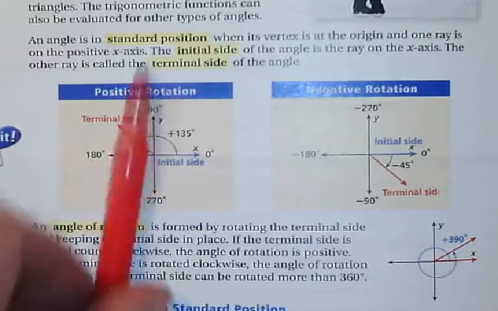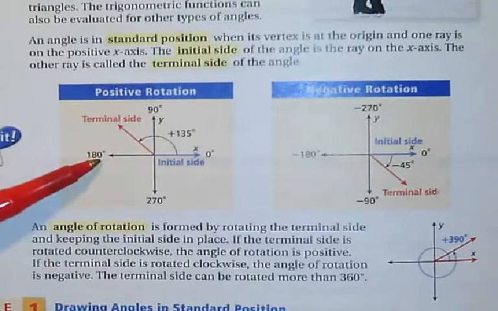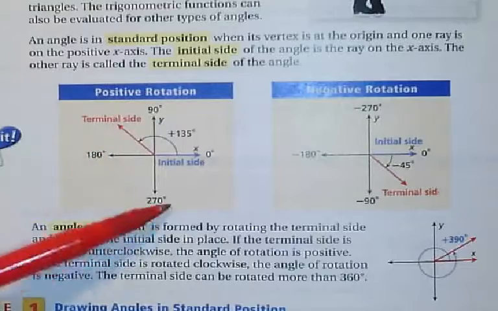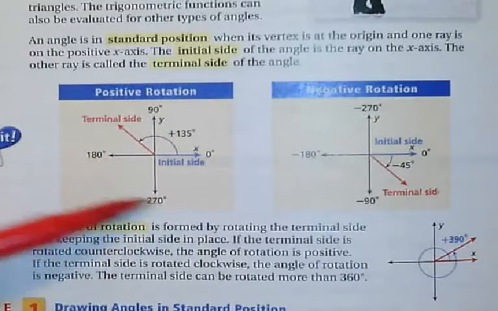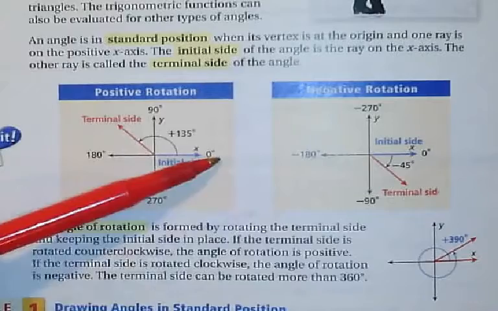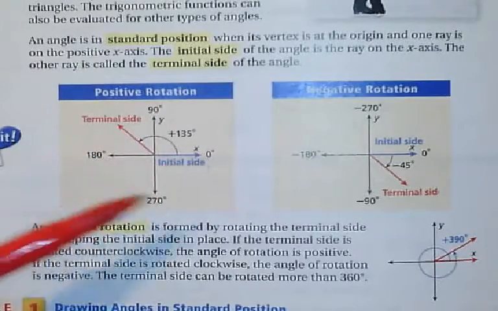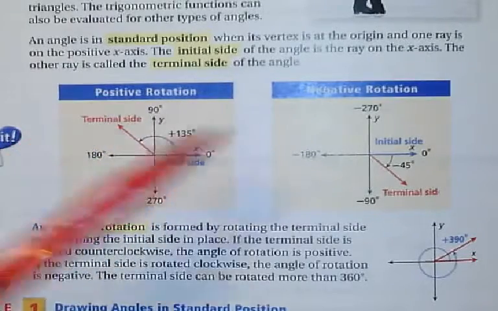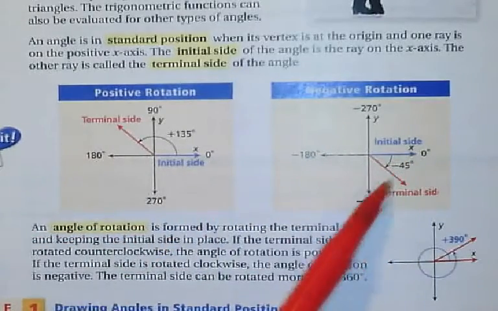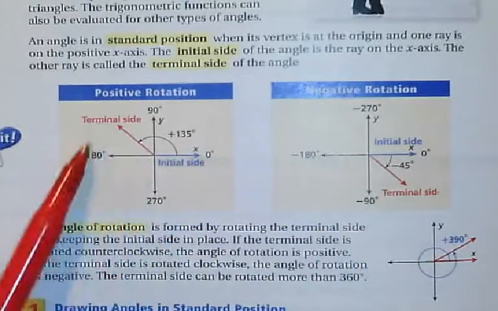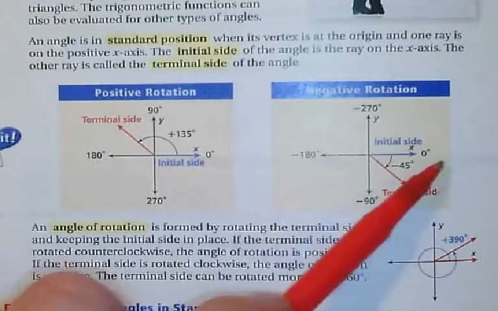So remember, 90 is straight up and down, 180 is halfway, 270 is 3/4 of the way, right? And 360 is all the way around. So we know that if we go all the way around, that's 360 degrees. Now these are positive angles. Negative angles go the other direction, down. So counterclockwise is positive, and clockwise is negative.